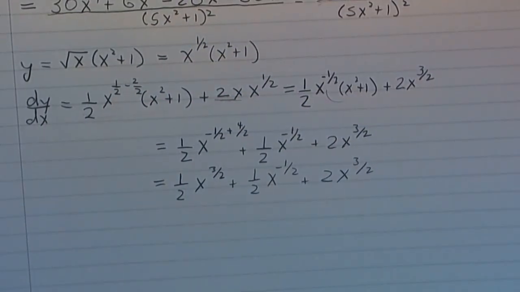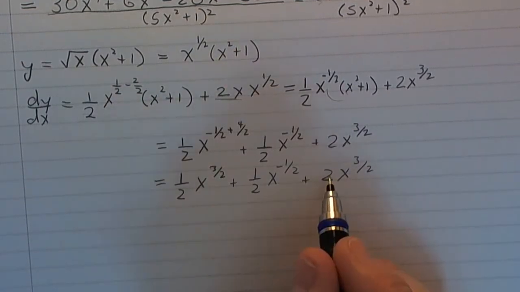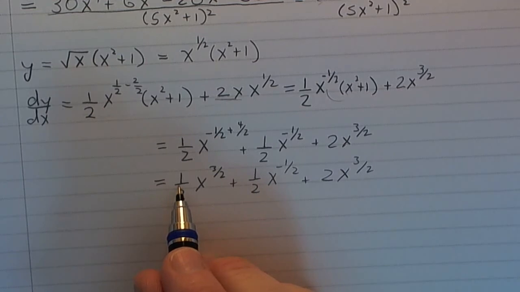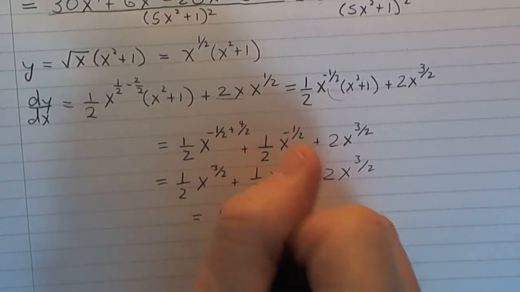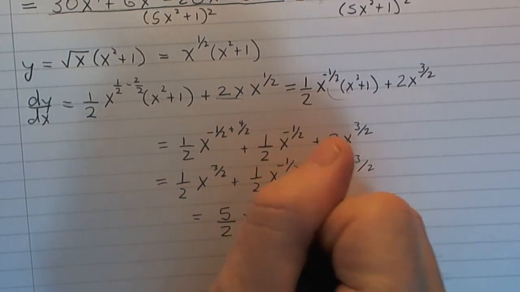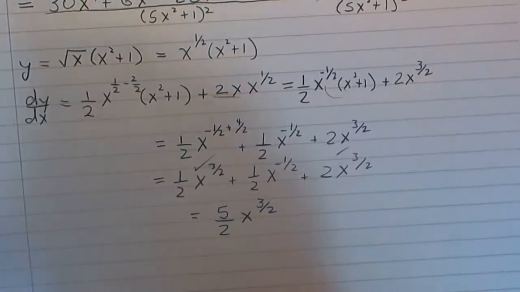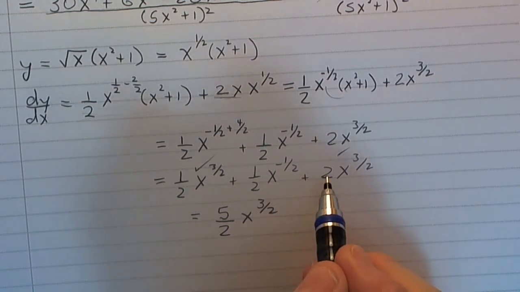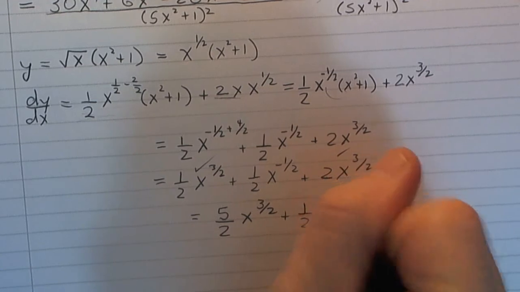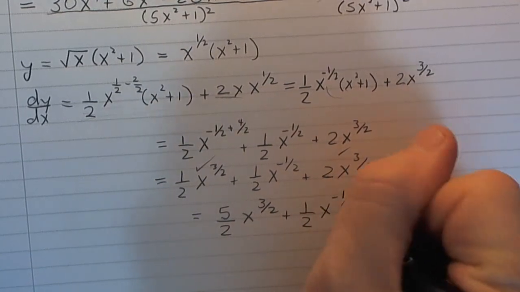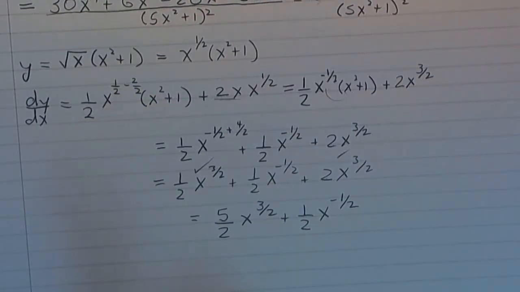Like that. Okay, now look, I've got 4 halves and 1/2 here. That's 5 halves. So it looks like I've got 5 halves x to the 3 halves, adding these together. This is 4 halves and 1/2. That makes 5 halves, plus 1/2 x to the negative 1/2. Okay? There we go. So there's the derivative.